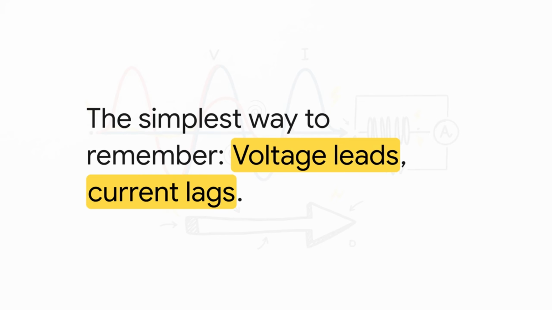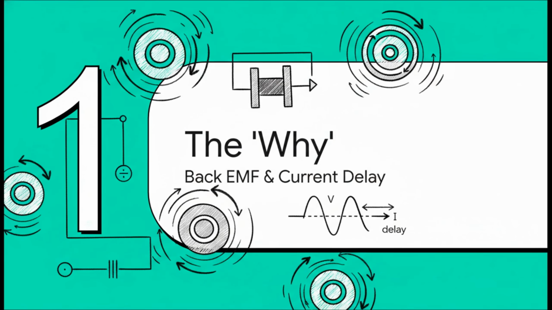If you look at the two waveforms on the screen, you can see it plain as day. The voltage wave hits its peak a full quarter of a cycle before the current wave does. So we know what happens, but why does it happen? Why does the inductor cause this delay in the first place? Well, it all comes down to this fascinating phenomenon called back EMF. It's basically the inductor's way of pushing back against any change.